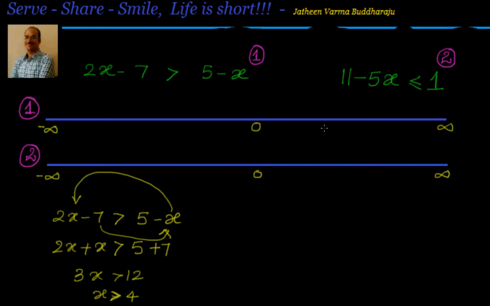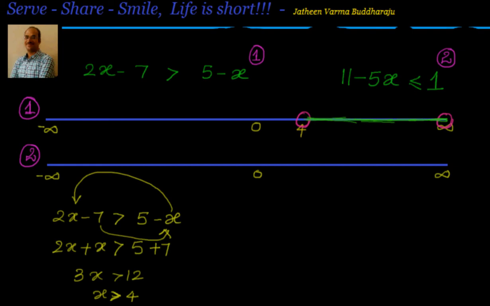So what I will do now is I'll mark 4 somewhere here and say x greater than 4. That means it's an open interval greater than 4 and you can go to the maximum value, and your solution set is nothing but 4 to infinity. So that is your solution for the first one.